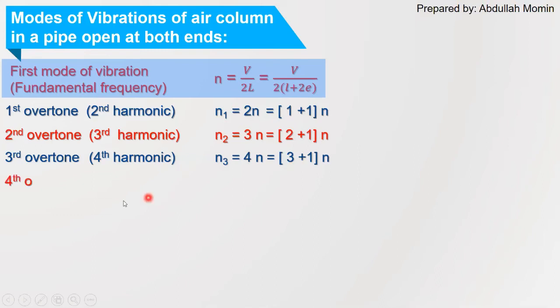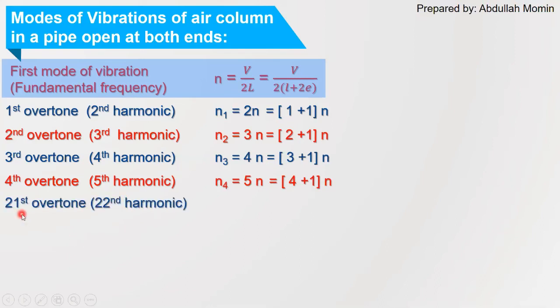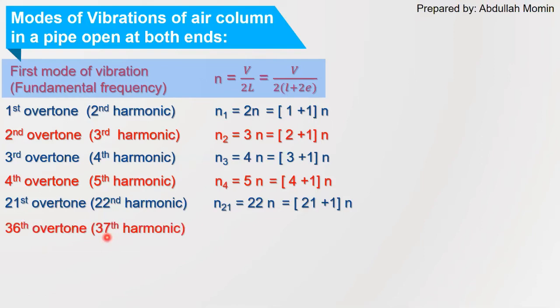Now next, if we calculate the fourth overtone, it will be the fifth harmonic, and we will get the equation of the fourth overtone N4 as 5n. And 5 can be written as 4 plus 1. Now if we calculate the 21st overtone, which is the 22nd harmonic, we will get N21 as 22n. And this 22 can be written as 21 plus 1. And if we calculate the 36th overtone, that will be the 37th harmonic. So we will get N36 as 37n.